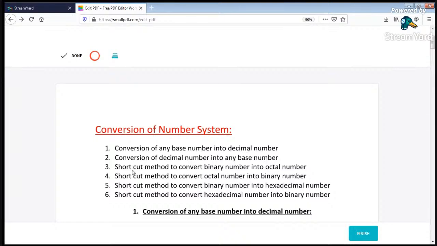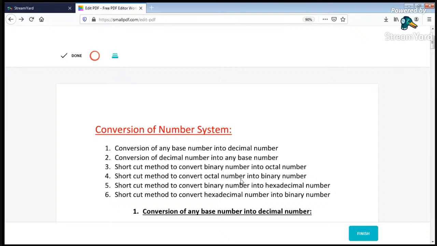And the last four, that means methods three, four, five and six, are shortcut methods. The third method is a shortcut method to convert a binary number into an octal number. The fourth one is a shortcut method to convert an octal number into binary. The fifth one is a shortcut method to convert a binary number into hexadecimal. And the last one is a shortcut method to convert a hexadecimal number into binary.